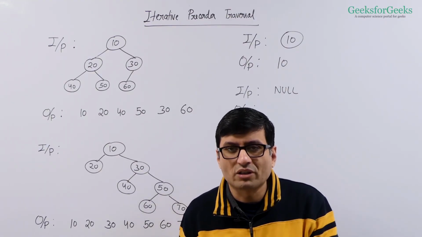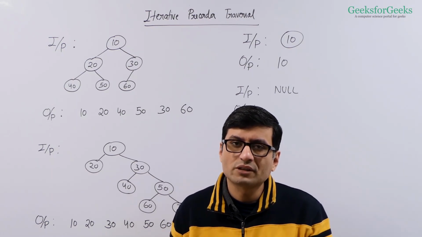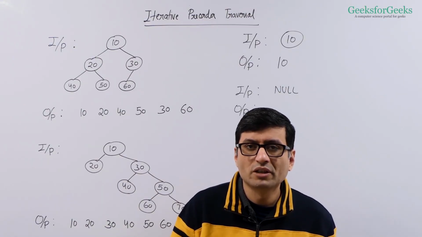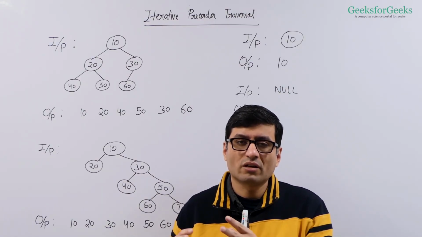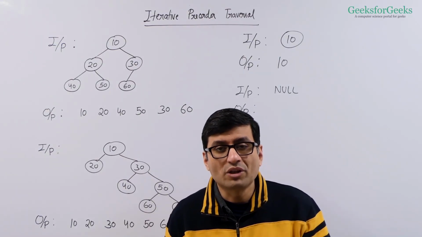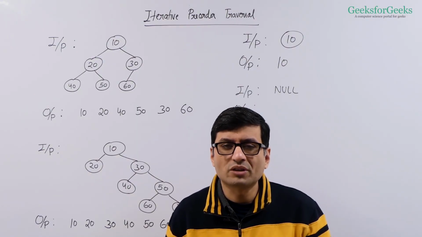In recursive pre-order traversal, we visit the root node first, then we recursively traverse the left child or left subtree, and then we visit the right subtree recursively. Here we need to traverse the tree without recursion. We need to use iteration and some other logic to do the pre-order traversal.